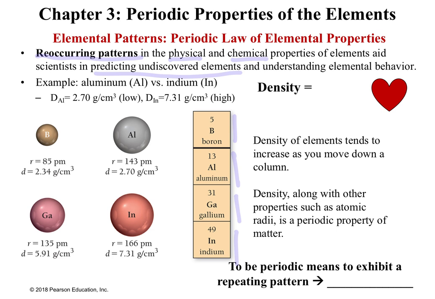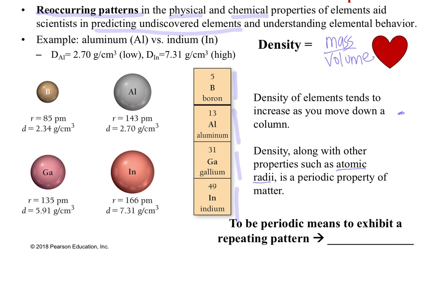And as you go down the periodic table, you tend to see that the density increases. As a reminder, density is mass over volume. And so one of the trends is that as you move down in a column, the density increases. We also see trends such as atomic radii and ionization energy occurring, both as a family and as a period. So recurring patterns like that, the repeating patterns, that's why it's called the periodic table, because there is a repeating pattern that occurs on it.